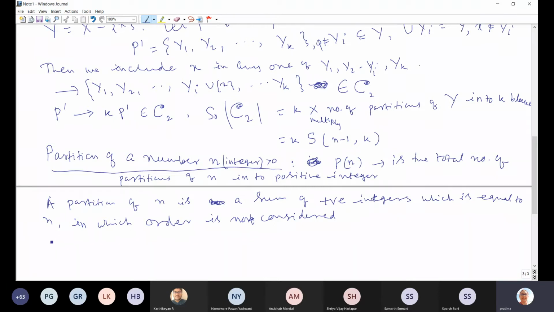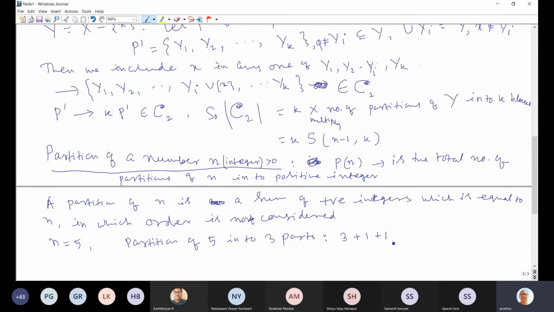Say, for example, n equal to 5. Suppose it is. Then for this partition of n, I can write down all the partitions into, say, 3 parts. Let me take that partition of 5 into 3 parts. So what do we get? We get 3 plus 1 plus 1.